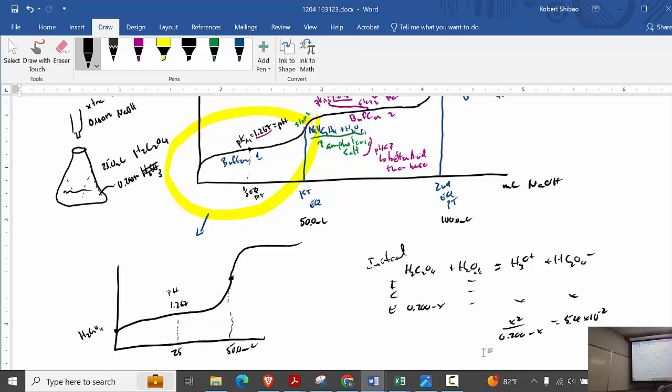The simplifying assumption might not work here because K is kind of big. But then my initial concentration is 0.200, so it's fairly large, so it might work. I don't know. Since I don't know, just give it a try and see what happens.